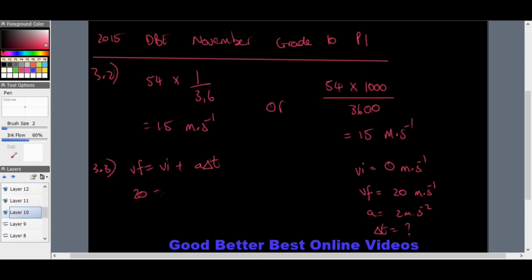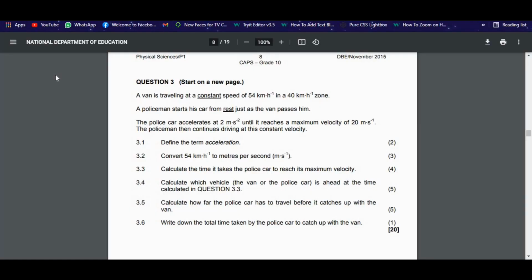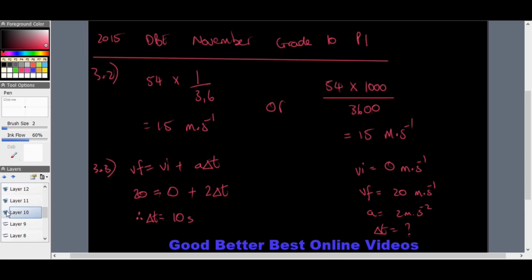So Vf is 20, Vi is 0, plus acceleration 2 times delta t. Okay, so we end up with 0 plus that, so that's just 2 delta t. Divide both sides by 2. All right, therefore delta t will equal 10 seconds. 3.4 now says calculate which vehicle, the van or the police car, is ahead at the time calculated in question 3.3. So is the van ahead of the police car, or is the police car ahead at 10 seconds? Okay, so let's just come back here.